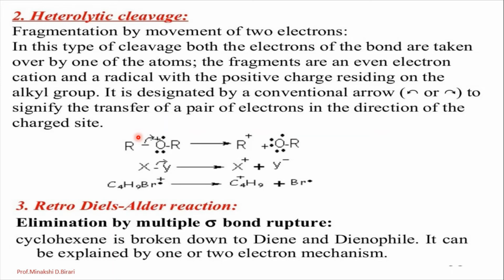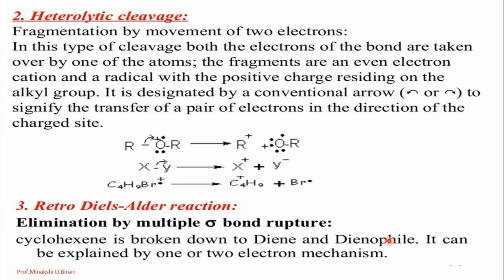Third one, retro-Diels-Alder reaction. Here, the elimination by multiple sigma bond rupture occurs. Cyclohexene is broken down to diene and dienophile. If we take the example of the retro-Diels-Alder reaction, here the cyclohexene is broken down into two intermediates. One is the diene and the second one is the dienophile. And it can be explained by a one or two electron mechanism.